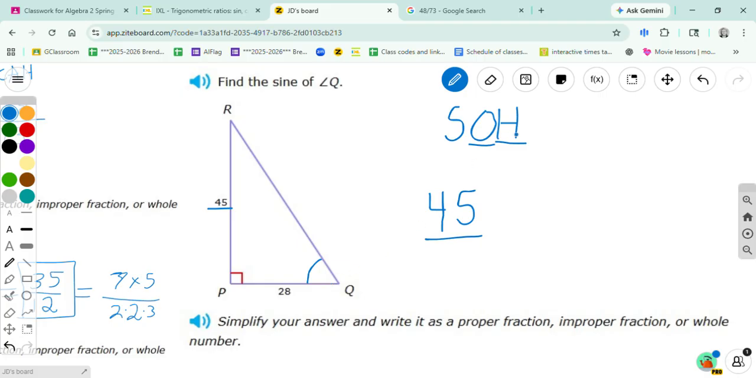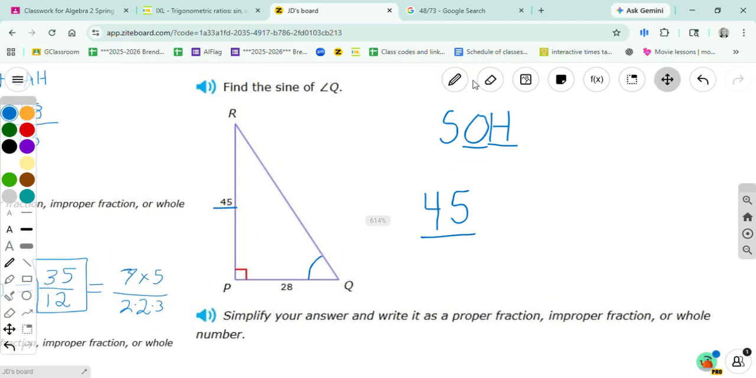And our hypotenuse is, oh no, we don't know our hypotenuse. Well, let's use the Pythagorean theorem. So we have 45 squared plus 28 squared will equal this side here, which I'm going to call RQ, line RQ squared.